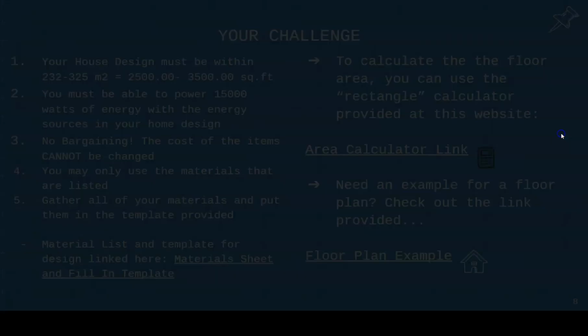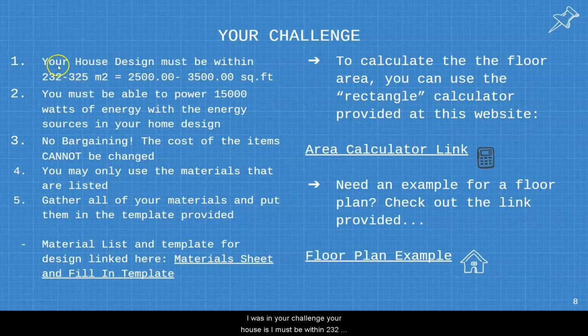So these are the rules. Within your challenge, your house design must be within 232 to 325 square meters. You must be able to power at least 15,000 watts of energy within the energy sources of your home. There's no bargaining allowed. So whatever the price is on the materials list is what you have to use. The cost of the items cannot be changed.